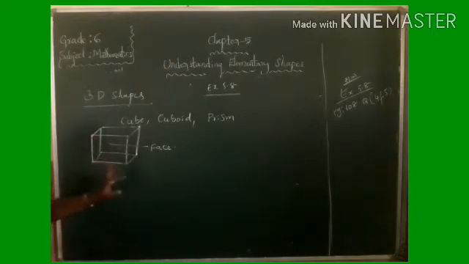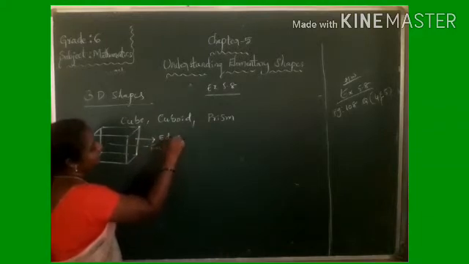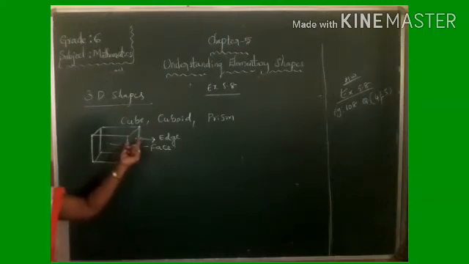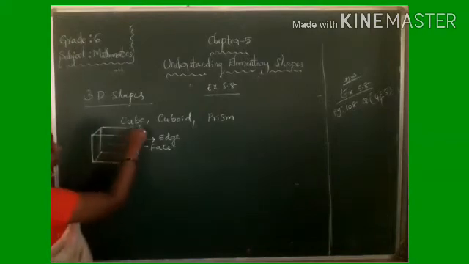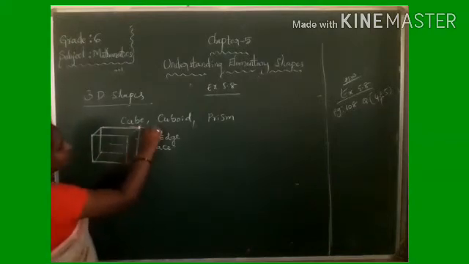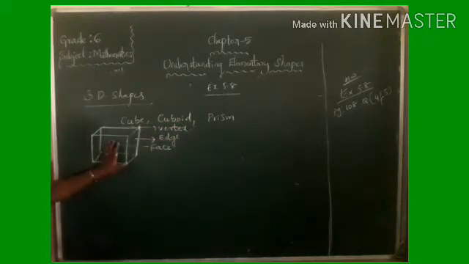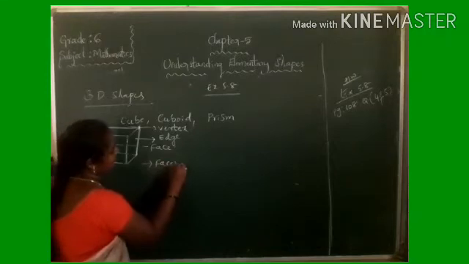Okay. So the line segment where two faces meet is called an edge. Okay, what is meant by vertex? The point where three edges meet is called a vertex. So now tell me, how many faces does a cube have? Yes, 6 faces.